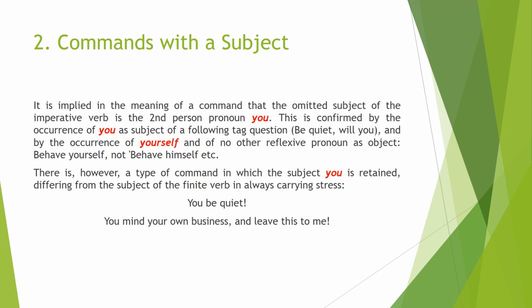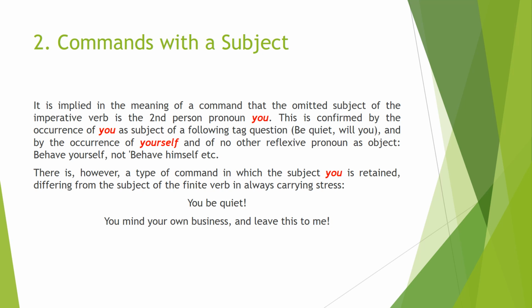Number 2, commands with the subject. As we said before, there is a subject in commands, but it is implied, it is not clear. So when we make a command with a subject, we are producing this subject clearly in the structure of our sentence. And usually this subject is the second person pronoun you. How can we prove this? How can we prove that the subject of commands is actually you and not any other subject?